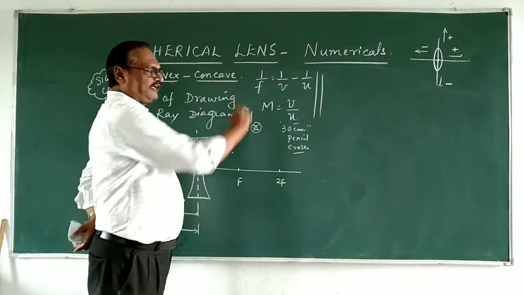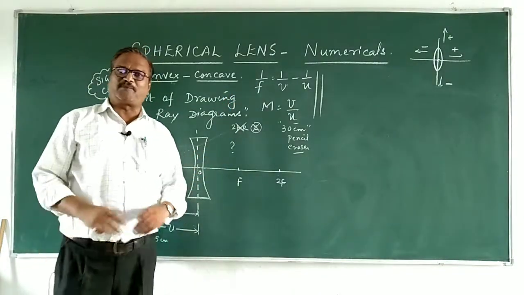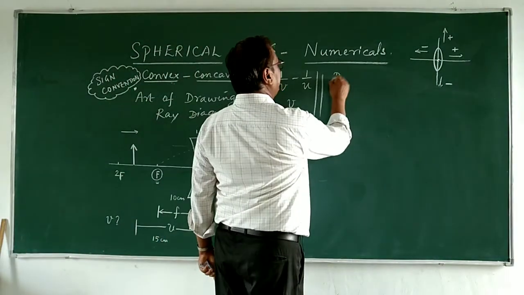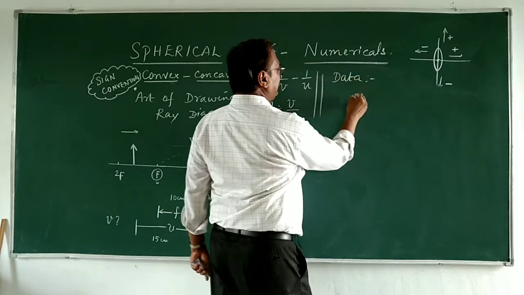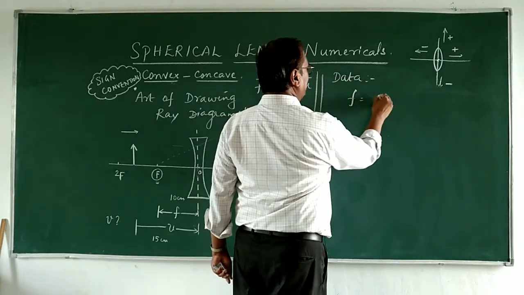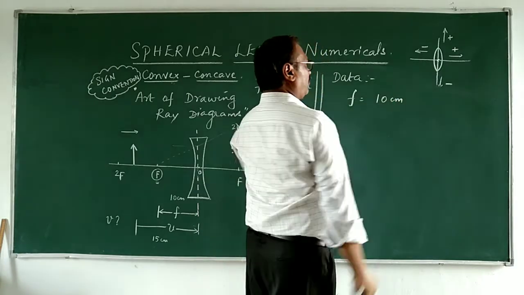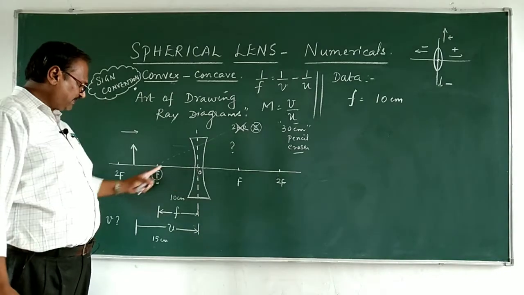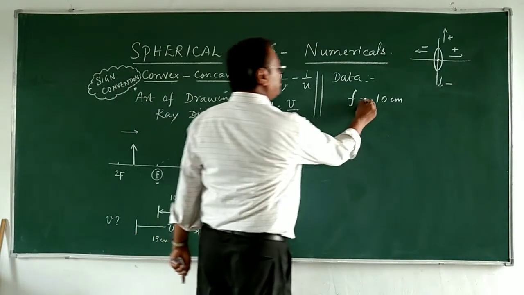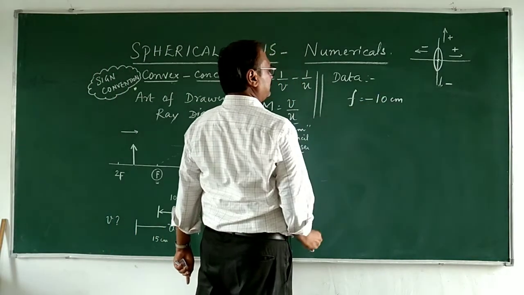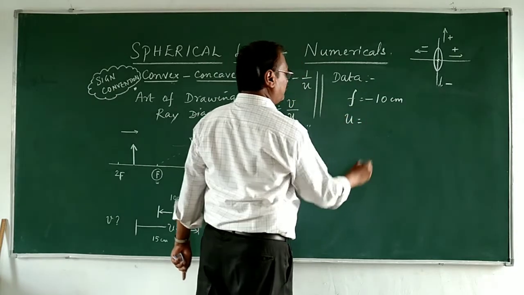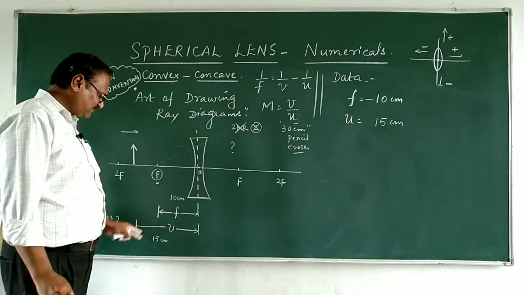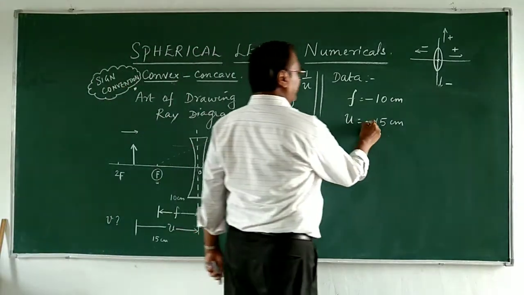We have the formula 1 upon f is equal to 1 upon v minus 1 upon u. So let me take the data first. What is the data? Focal length. Focal length is 10 centimeter. According to the Cartesian coordinate system, keeping the optical center as the reference, it is in the left hand side. So just put a negative sign. Next, object distance u is equal to 15 centimeter. Again, it is also lying in the left hand side. So blindly put a negative sign.